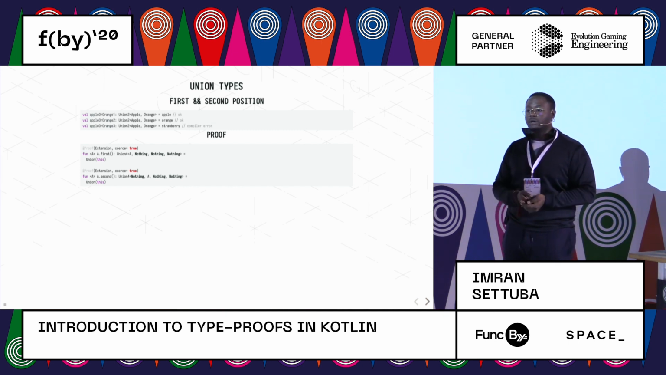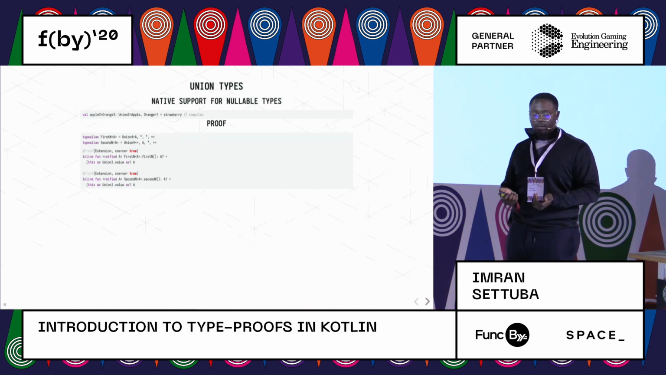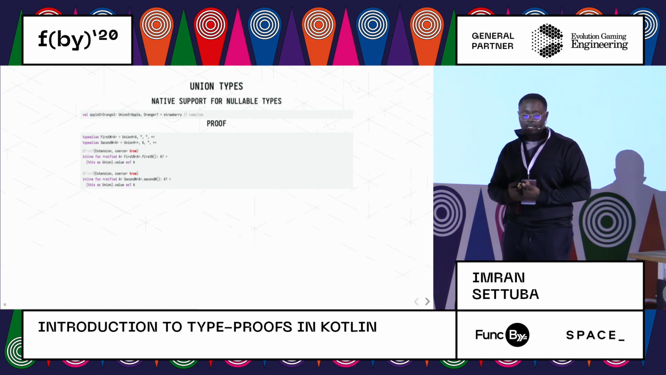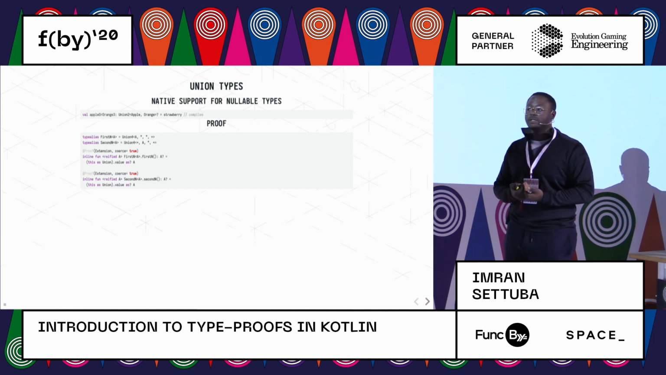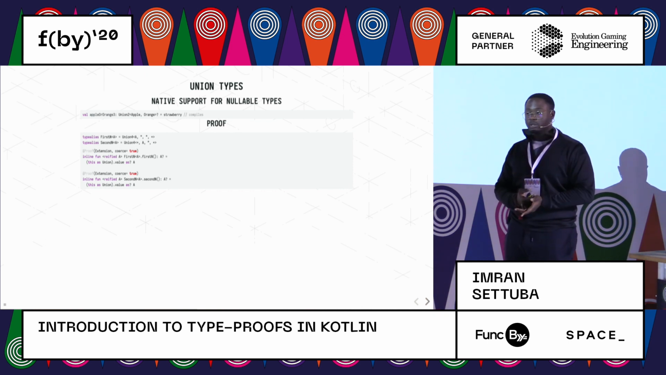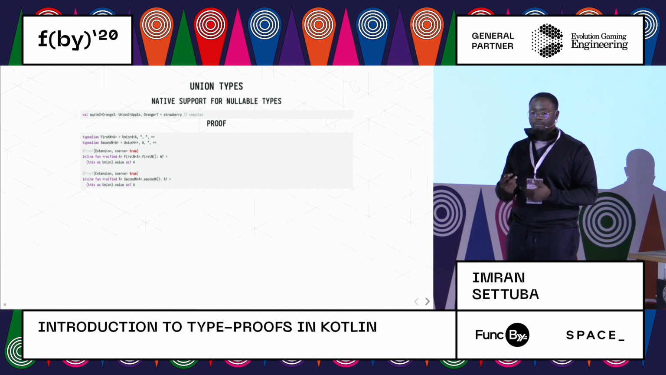But this is not always ergonomic. So what we can do is to implement native support for nullable types, simply by defining whenever there's a type at this first position, and we know that the value exists, then we should be able to cast it down to the type. And here, this would compile, but at runtime, this will be a null value.